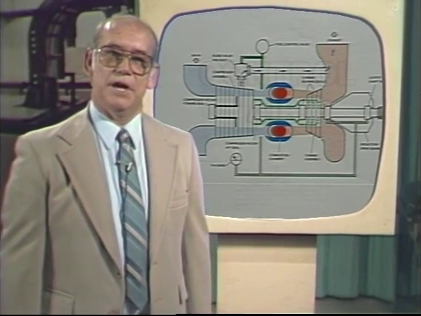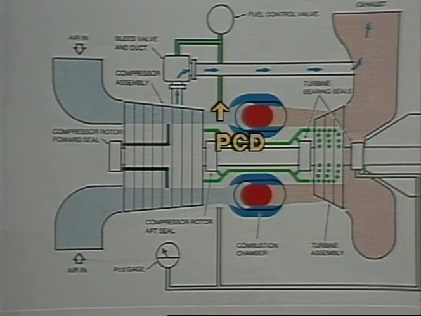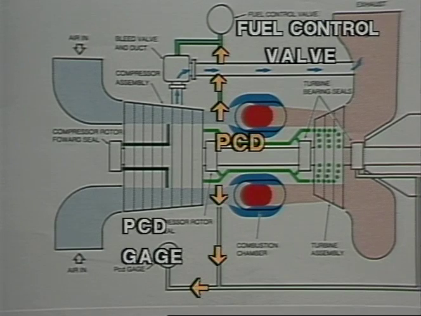The final function of air is to assist in the regulation of fuel flow. Compressor discharge air provides a pressure signal to the fuel control valve. This signal is used to assist in regulating fuel flow for the proper fuel-air ratio in the combustor. The control air line provides pressure to the fuel control valve and to the PCD gauge located on the forward panel. A more detailed description of this PCD function will be described in the gas fuel systems lesson.